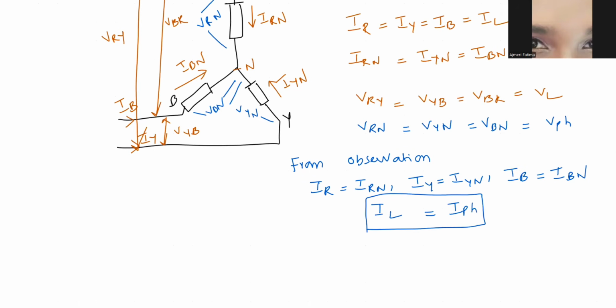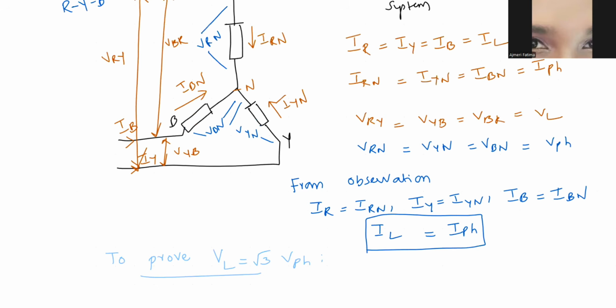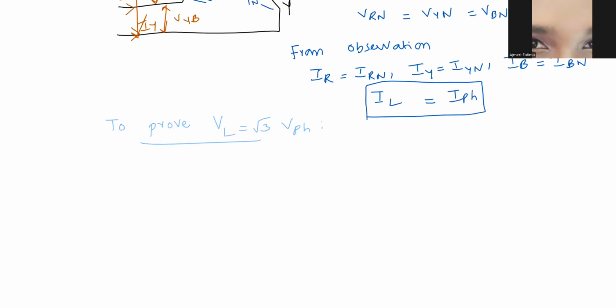Now what is the next condition you have to prove? The next condition is you have to prove line voltage. VL is equal to root 3 times the phase voltage. For that, I'll take any two phases. Let me quickly redraw this diagram. This is R to N, and this is Y to N. So we have quickly redrawn this.